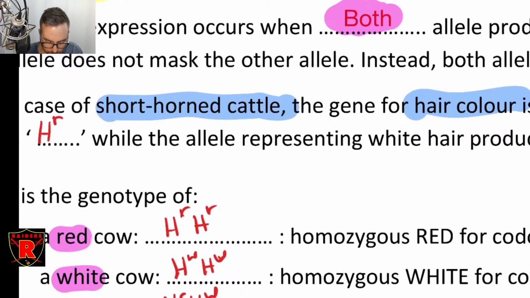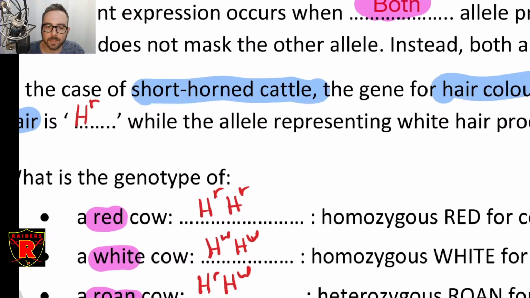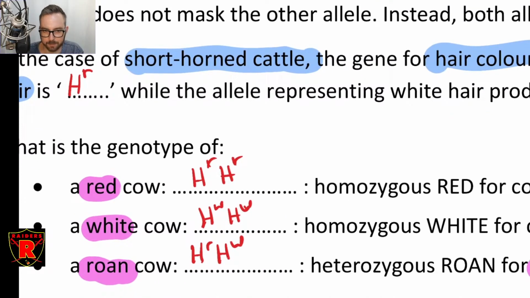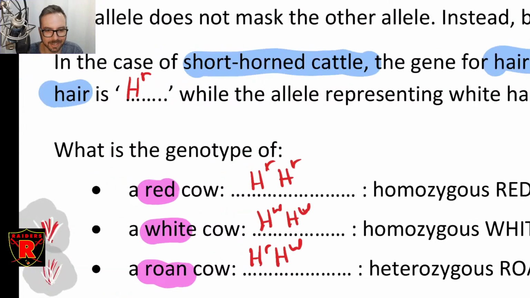White here is homozygous white. Okay, so HW makes a white cow. The hybrid, which is HRHW, gives the cow fur color called roan. Now, roan is not pink. It's not a pink cow. Okay? That is not a thing.